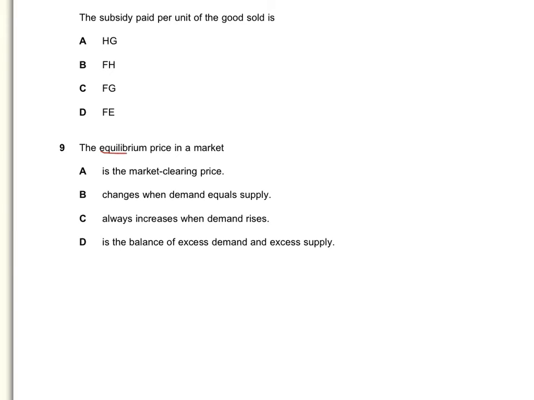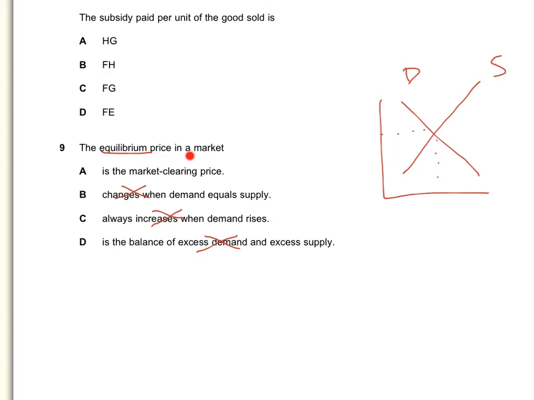The equilibrium in economics is a stable state, so demand and supply, that equilibrium position is stable until something changes, so it's nothing to do with change. It doesn't always increase when demand rises because you might get different price elasticities, and there's no excess at the equilibrium, so the answer is the market clearing price, and that's the definition of an equilibrium price.